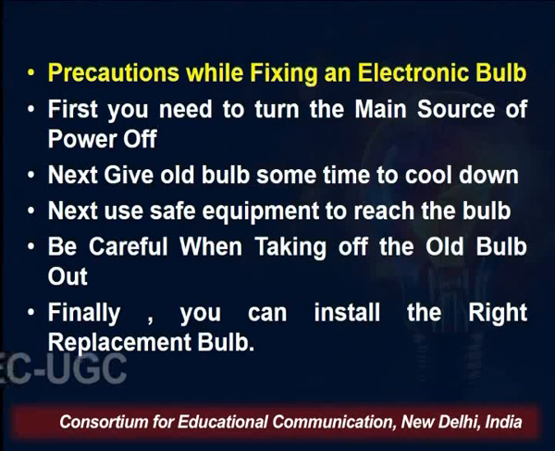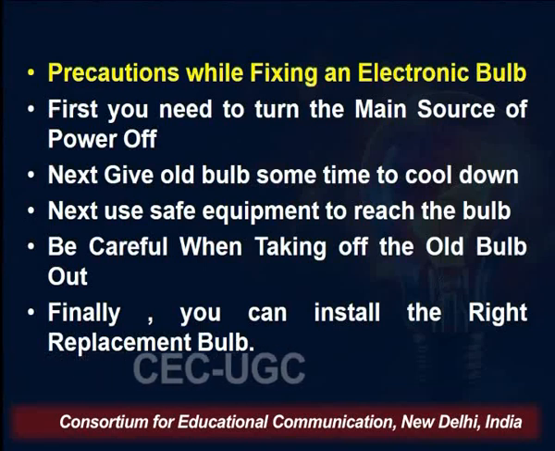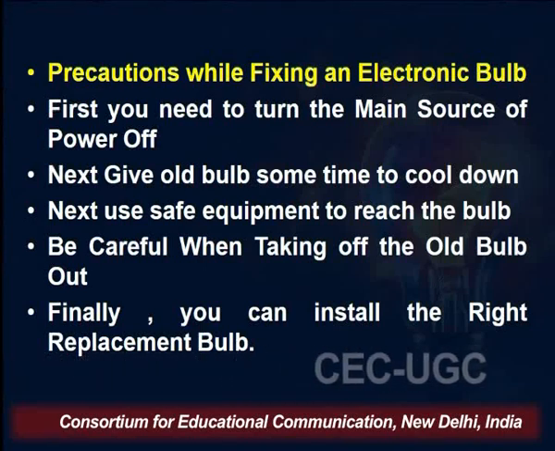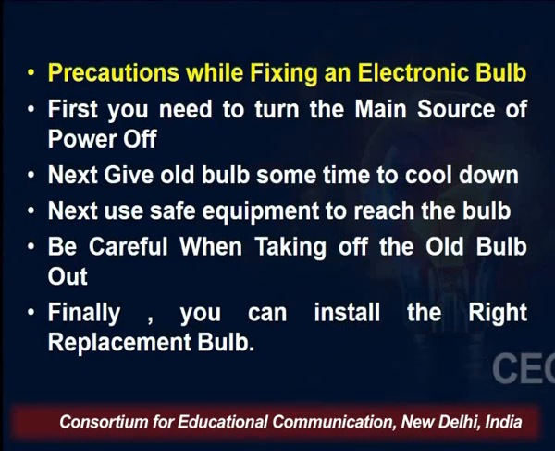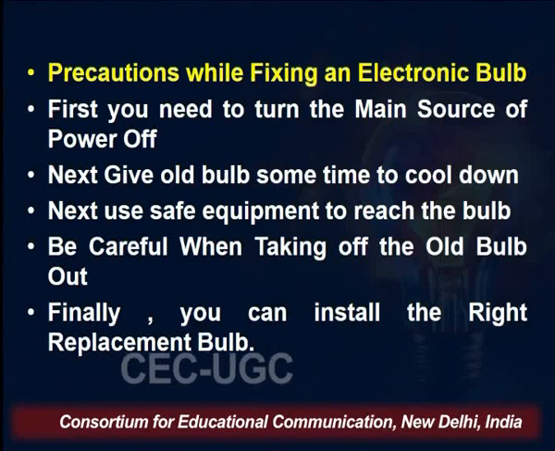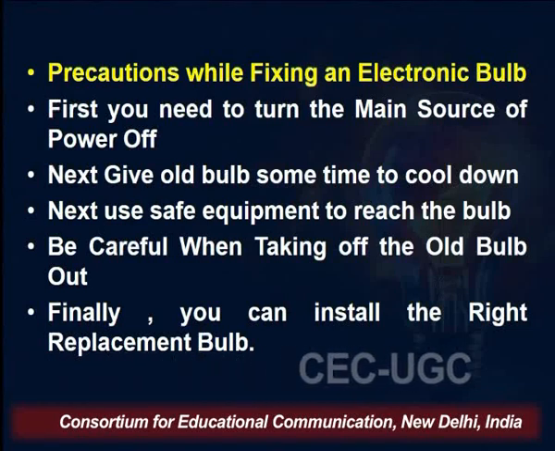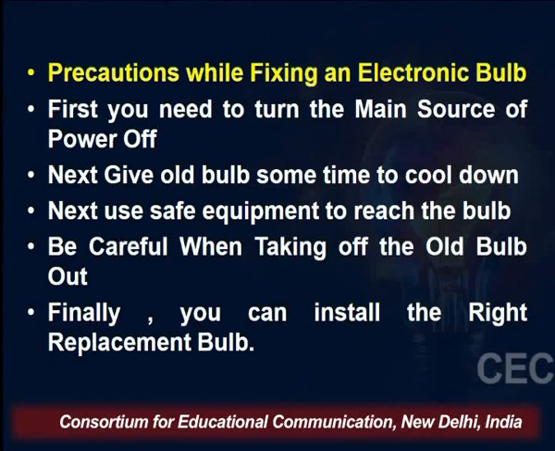What are the precautions while fixing the electric bulb? First, we need to turn the main power source off. After that, give the old bulb some time to cool down. Next, we use safe equipment to reach the bulb. Be careful when taking off the old bulb. Finally, we get the right replacement. What are the applications of the electric bulb? It is used in desk lamps, outdoors as accent light, household lighting, commercial lighting, and vehicle lighting. There are lots of uses; without it life is not possible, I think.